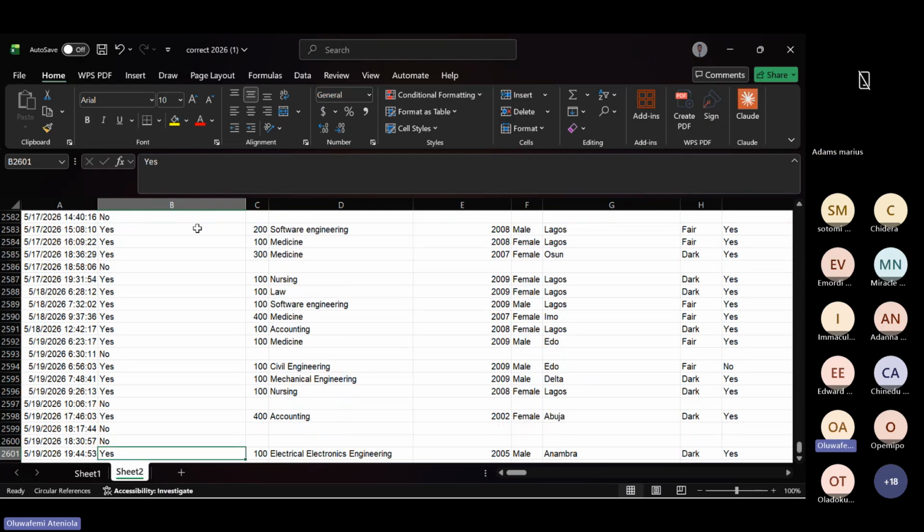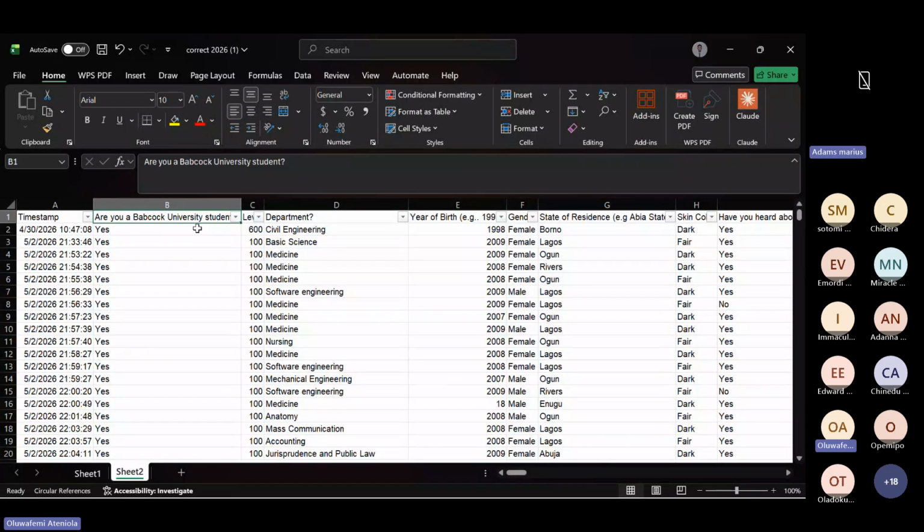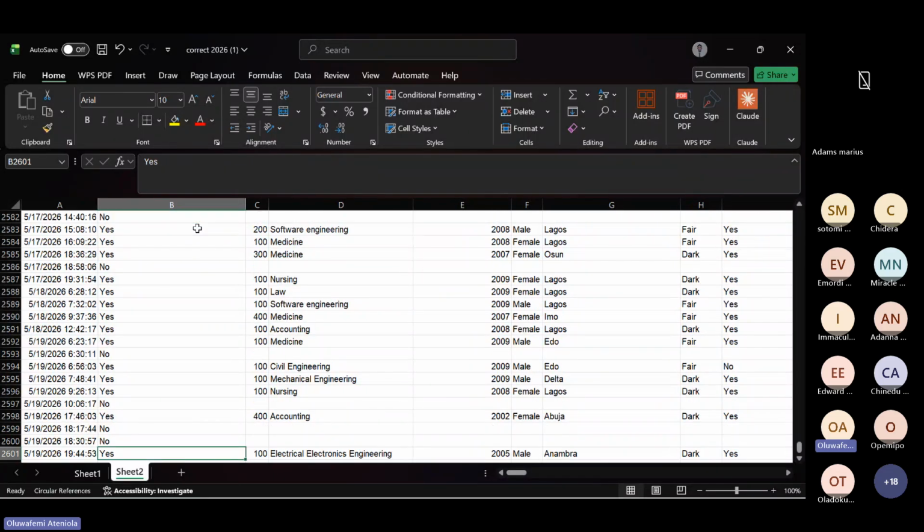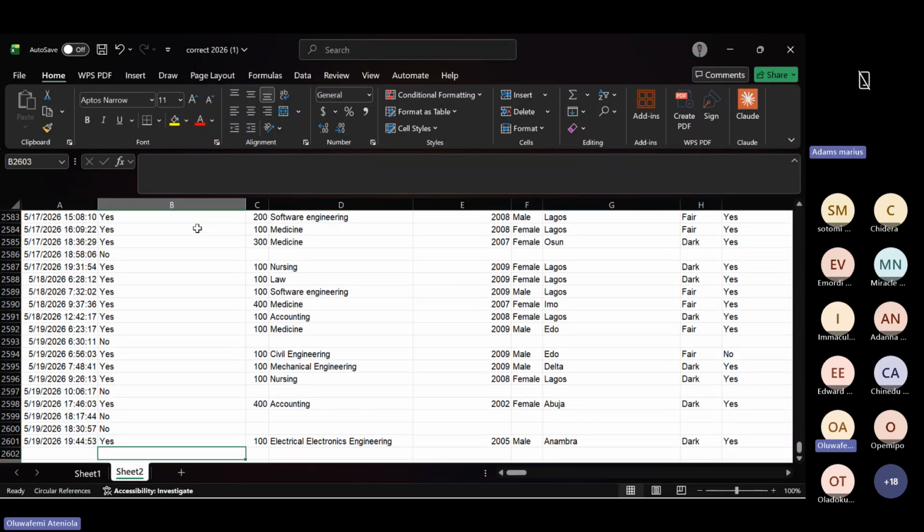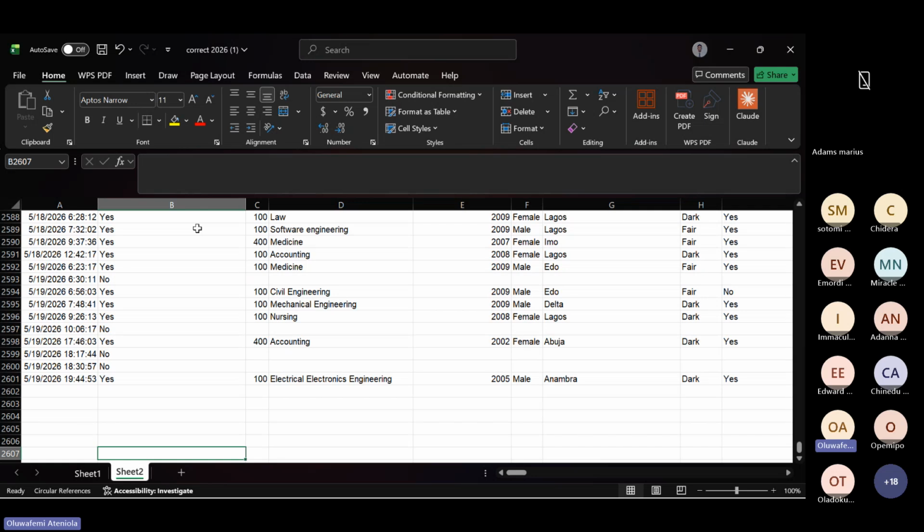So I'm using Control Up and Control Down to easily navigate through my data sets. If I hit the Control button and up, it takes me to the last cell at the top. Control Down takes me to the last cell at the bottom. I don't know if we have anyone who has all of these open.